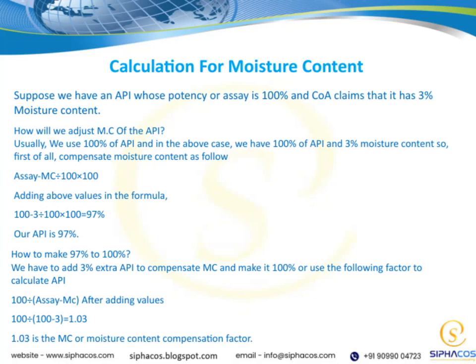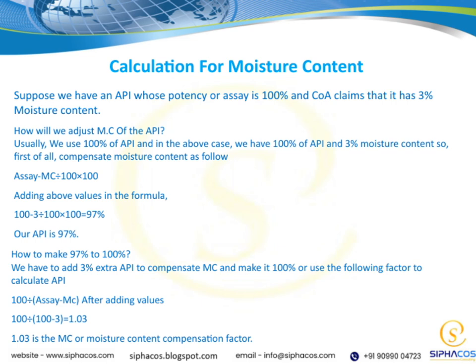Let's explore how to adjust from 97% to a perfect 100%. To do this, we need to add a 3% extra API to compensate for moisture content, or MC. Alternatively, we can use a specific factor to calculate the API. This factor is 100 divided by the assay minus the MC. So in our case, it's 100 divided by 100 minus 3, which equals 1.03. This 1.03 is our moisture content compensation factor.